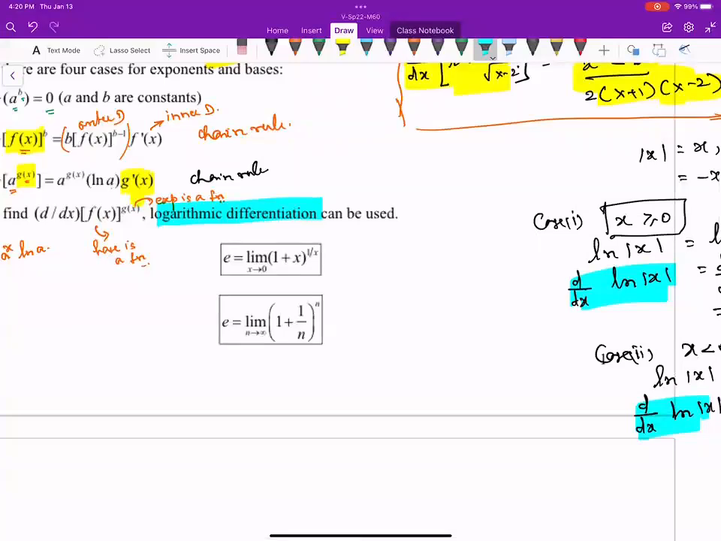Also, from algebra, we know that the limit as x approaches 0 of 1 plus x to the power 1 over x equals e, the Euler constant.